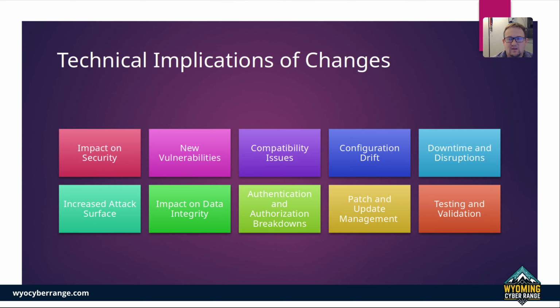Now, remember, every change, no matter how small, can have a technical ripple effect throughout your network. Applying a patch might break compatibility with another application. Reconfiguring a firewall, for example, could block legitimate traffic. Upgrading a server OS might require updating the applications that are running on it. So a key part of change management is anticipating and mitigating these technical impacts through analysis and testing.